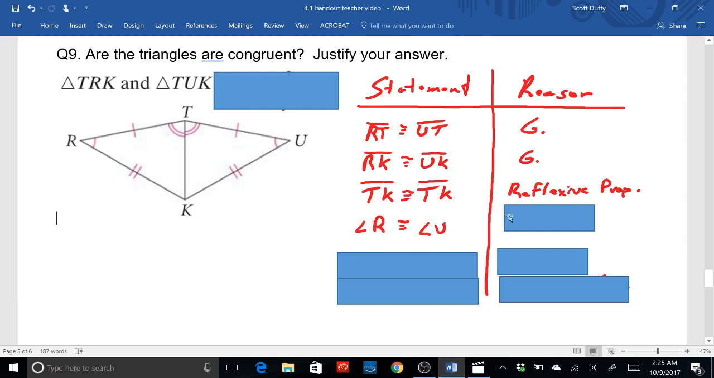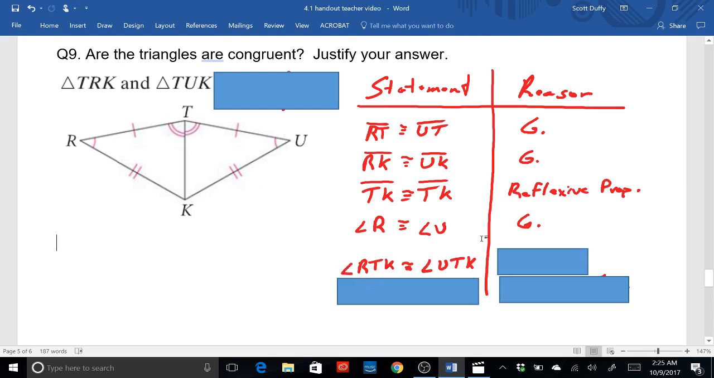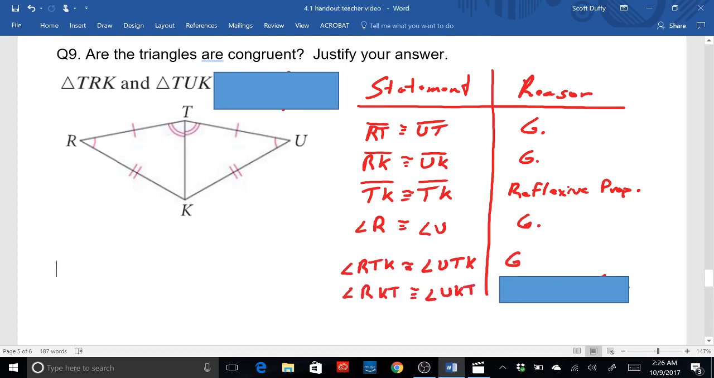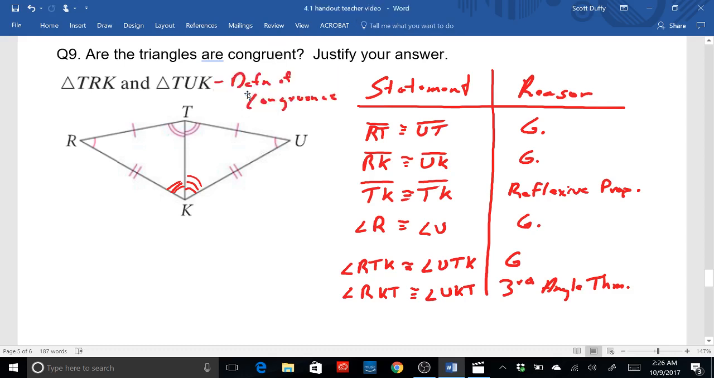Angle R equals angle U, well, that's given. They both have one arc. Angle RTK equals UTK, that's also given. They both have two arcs. And then angle RKT, 1, 2, 3 arcs, is equal to UKT. And that's because of the third angle theorem. And therefore, because of the definition of congruence, those triangles are congruent.